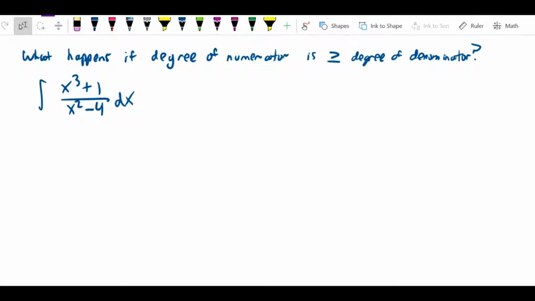So first thing is we've said that in order for this technique to work, the degree of the numerator has to be less than the degree of the denominator. So the question is, what if it's not? What if it's greater than or equal to the degree of the denominator? The answer is that then you have to perform polynomial long division.